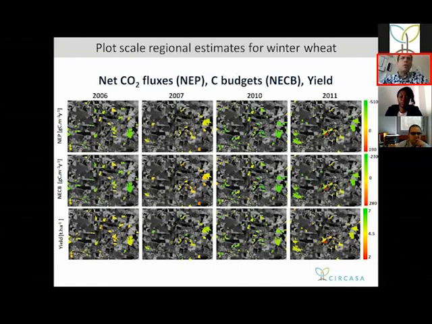So those are some examples of the maps that we can produce for several variables that are simulated by the model. So for winter wheat, 4 different years in our area near Toulouse, it shows the yield, the carbon budget, and the net CO2 flux, and how it varies from field to field and from year to year.